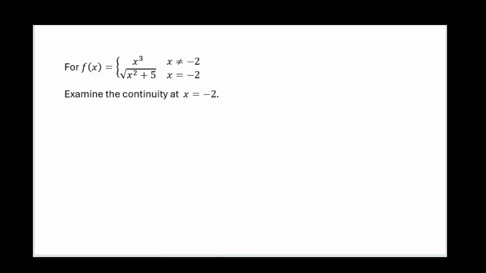Next question. Similar to the last question, I have a piecewise function, and I want to examine the continuity at x equals -2. So what I have is a polynomial, a cubic function when x is not equal to -2. So that's both the left-hand limit and the right-hand limit because x is not equal to -2 everywhere else. So just below -2, just above -2, I'm going to follow the rule x cubed. At x equals -2, I follow this very different root rule. So let's examine these limits so that we can then talk about continuity.